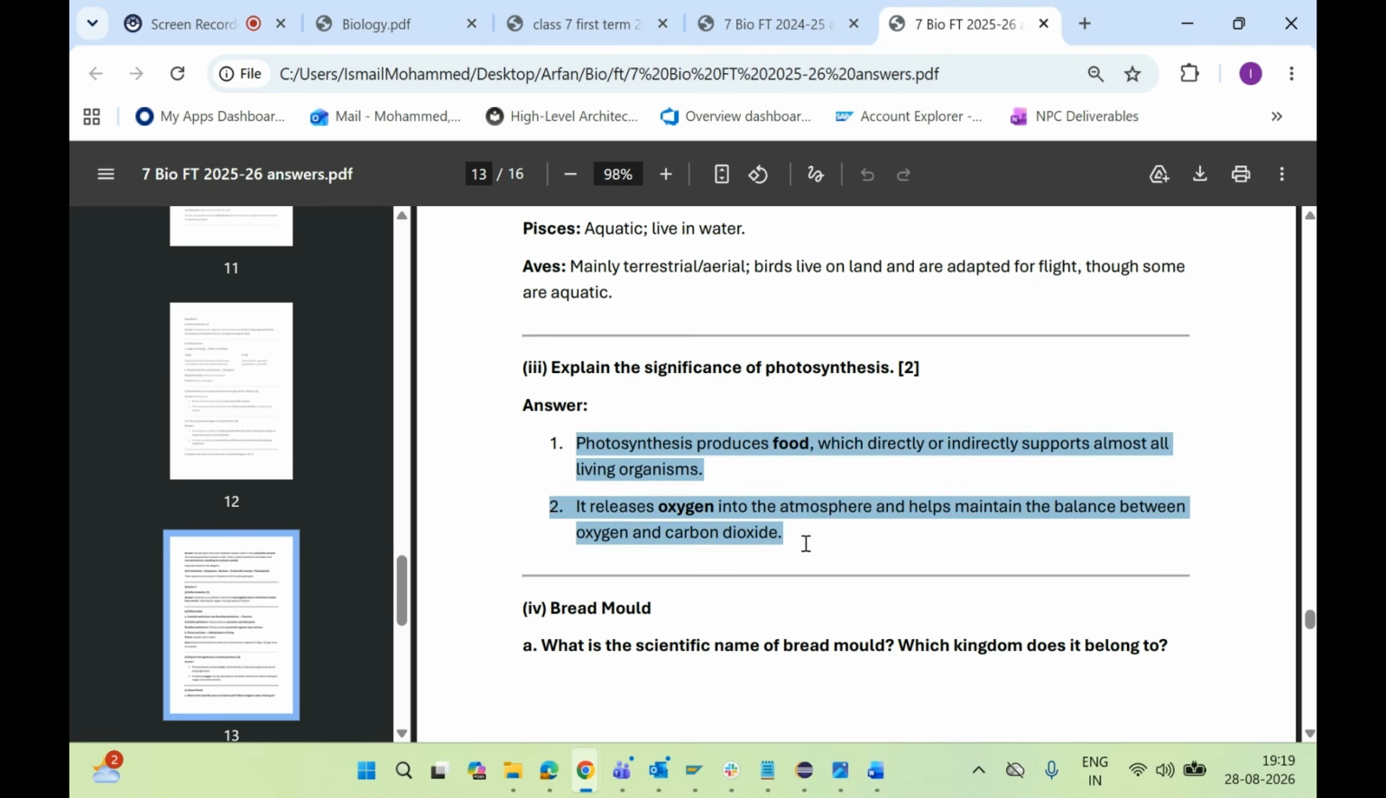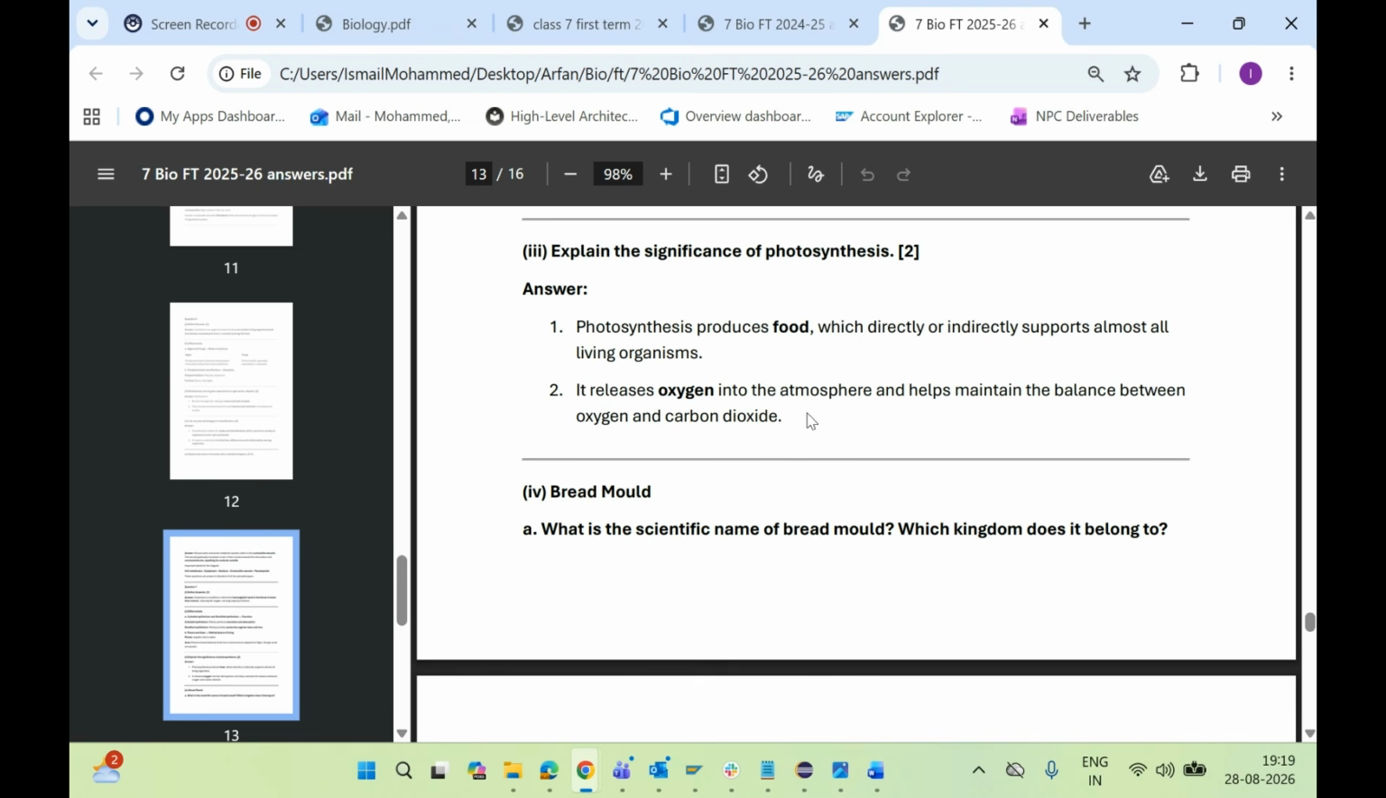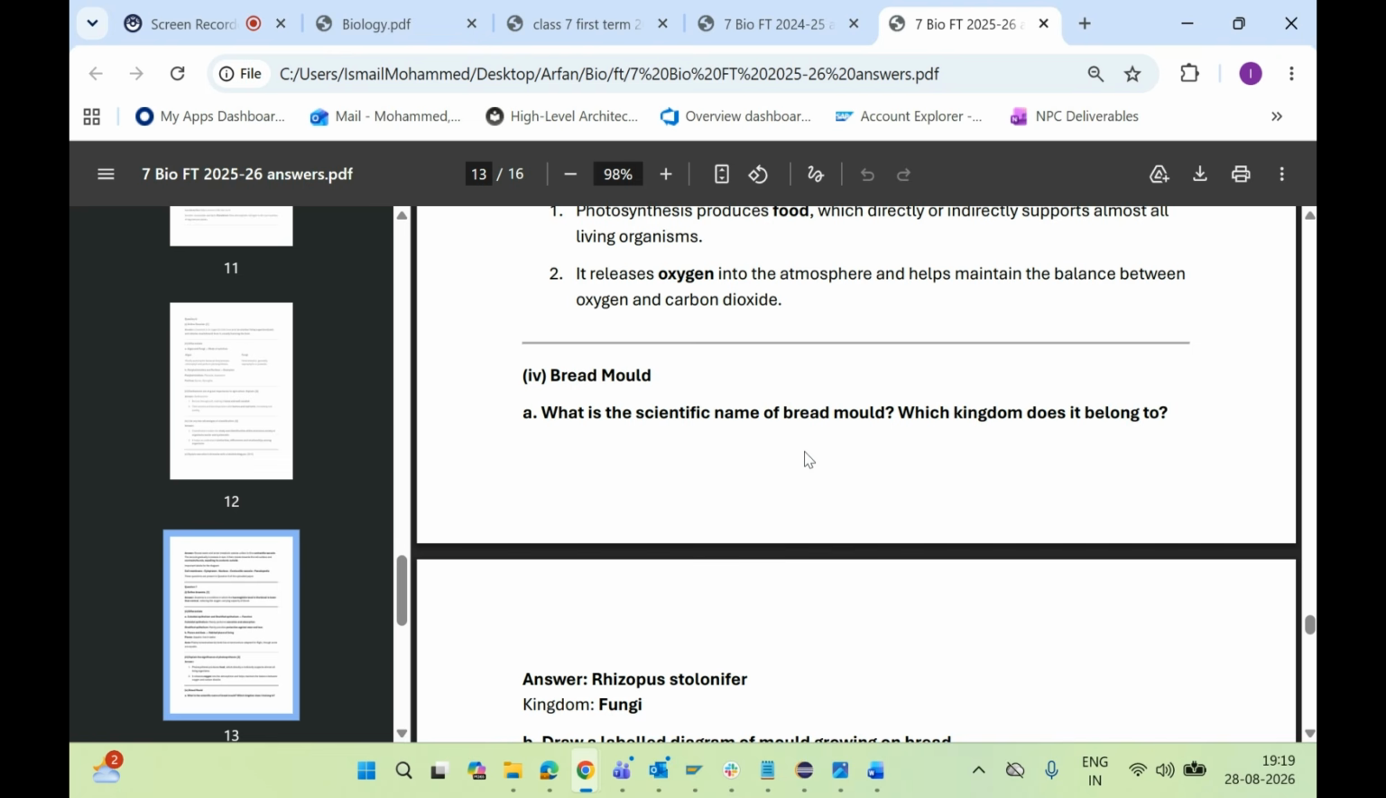Significance of photosynthesis. This we have seen, and it's very important. Photosynthesis produces food, and all living organisms depend on this food produced by the plant during photosynthesis. And photosynthesis releases oxygen. All humans and living organisms need oxygen for their breathing and living.